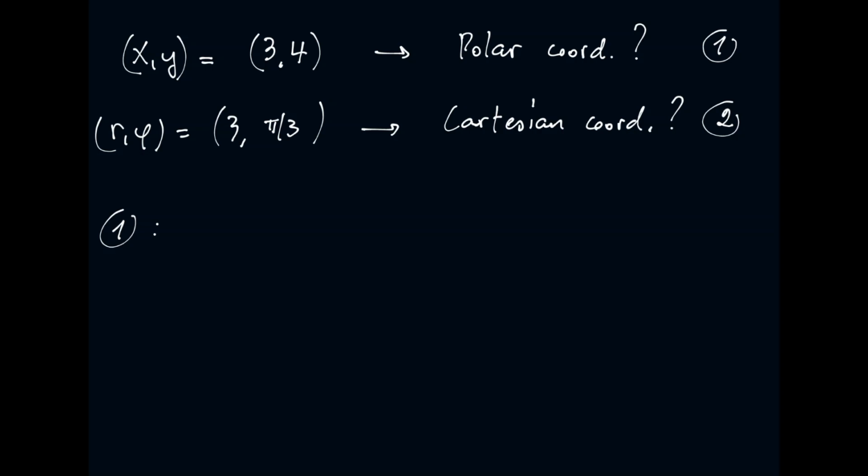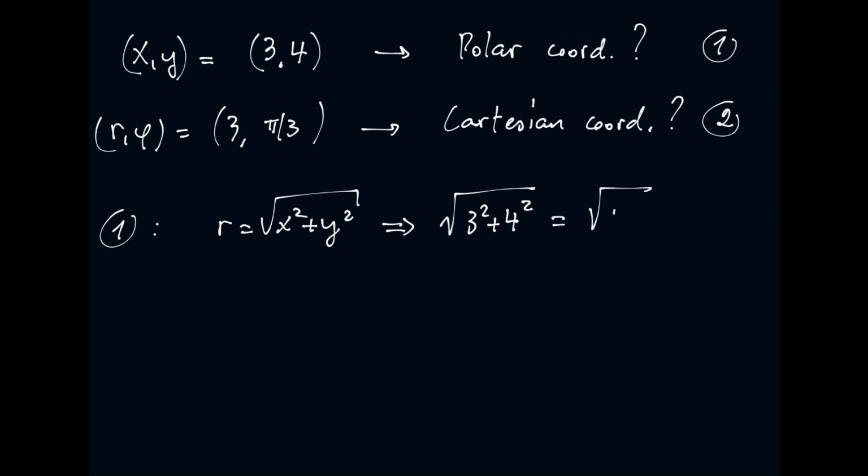Very quickly, so x and y, so r is the root of x squared plus y squared, and so this is the square root of 3 squared plus 4 squared, and this is conveniently the root of 25, so it's 5. So the distance from the center of that point is 5. What is the angle? This is the arctan of 4 over 3.